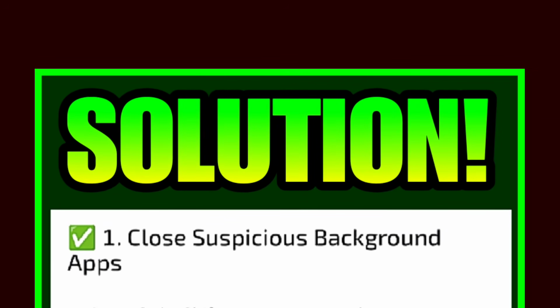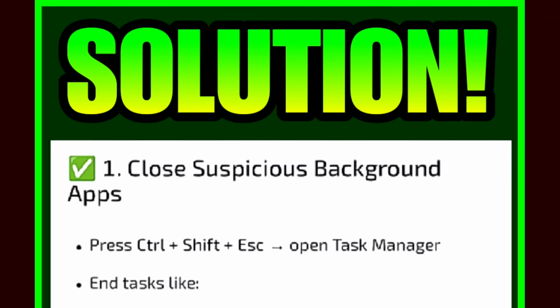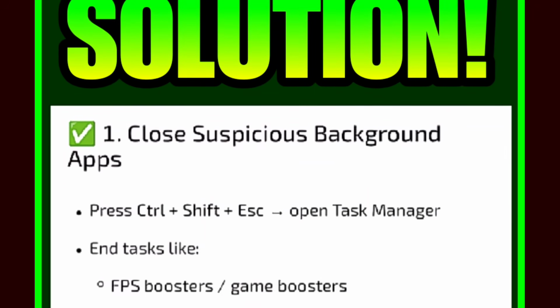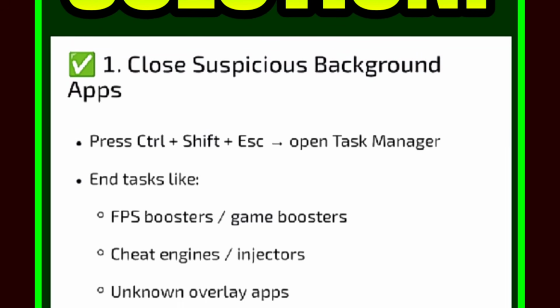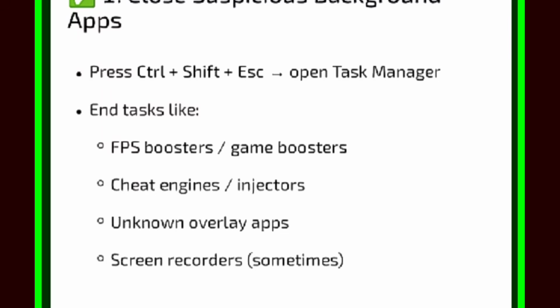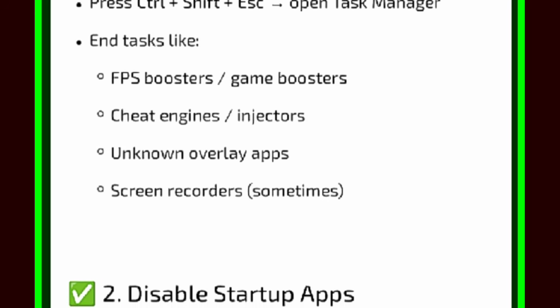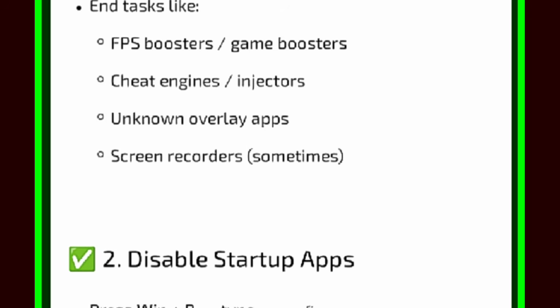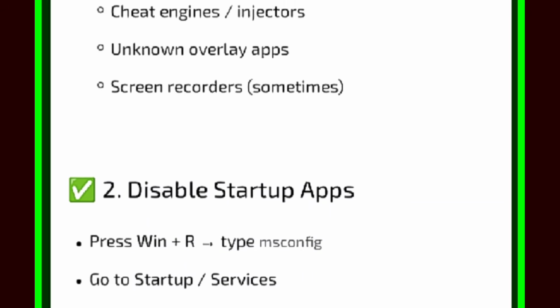So the first step is to close suspicious background apps. Press Ctrl plus Shift plus Esc, then open Task Manager and close tasks like FPS boosters or game boosters, unknown overlay apps, or screen recorders sometimes. Number 2, disable startup apps.